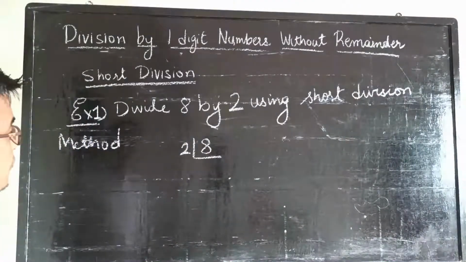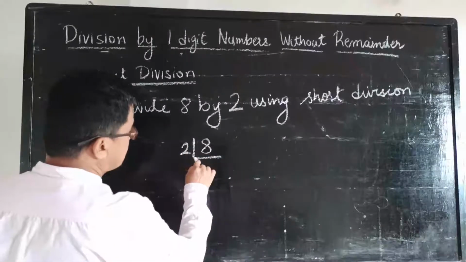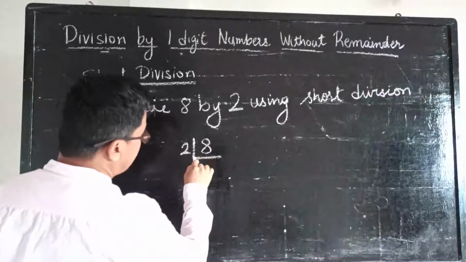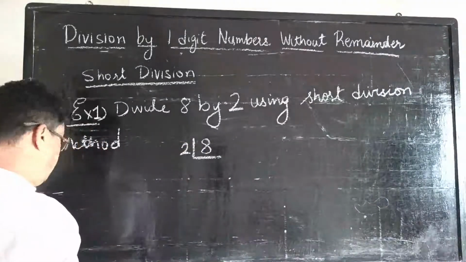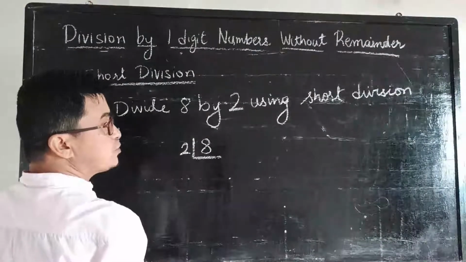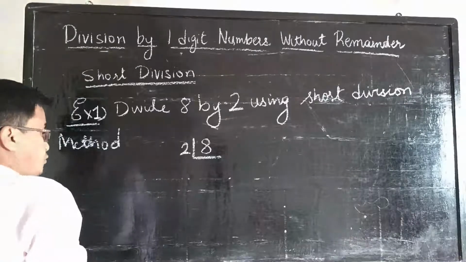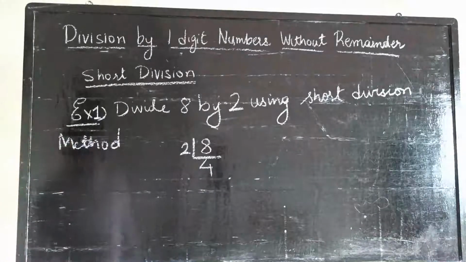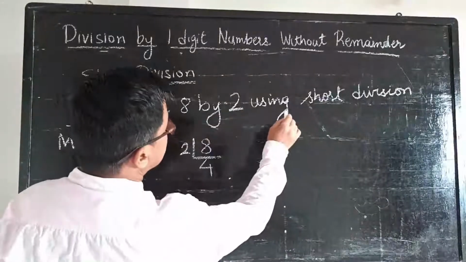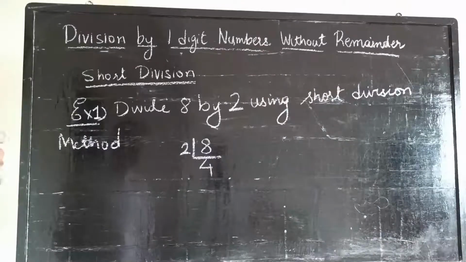Now you write the divisor here and the dividend inside this square. Inside this we write 8. Now 2 ones are 2, 2 twos are 4, 2 threes are 6, 2 fours are 8. And this is the quotient. 4 is the quotient. This way you solve by the short division method.